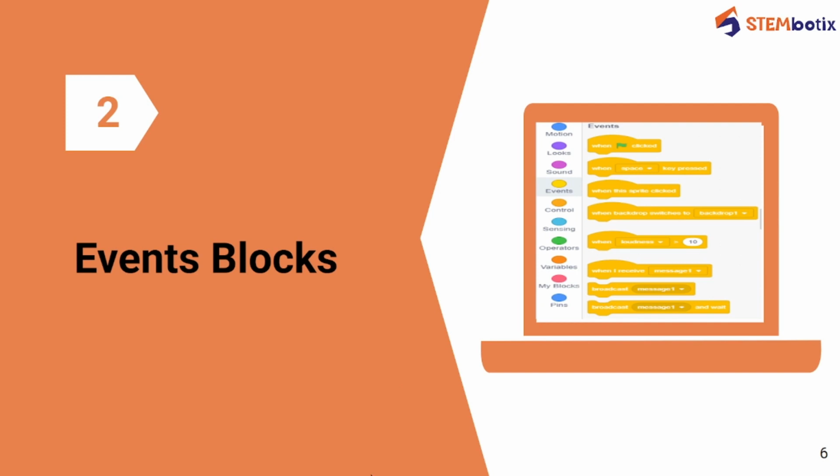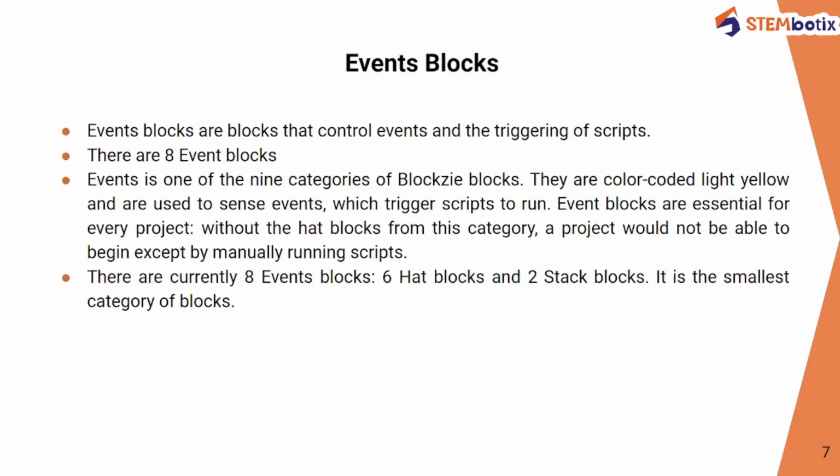This is the second section of our tutorial, which is event blocks. So let us see the different event blocks. Event blocks are blocks that control events and the triggering of scripts. Means these are the blocks which are used to control the starting of your coding. There are 8 event blocks.